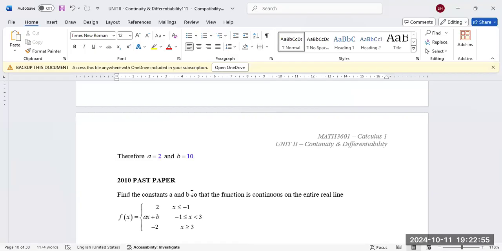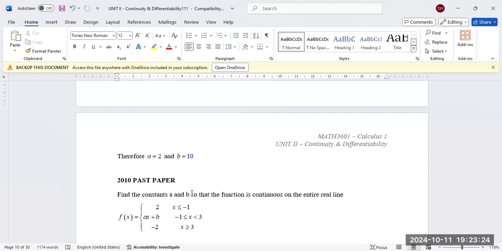I want you to look at this function. Again, this one is a piecewise. It has 3 functions as the one before, but the functions you can see are simpler. The question says find the constants a and b so that the function is continuous on the entire real line. Now, the entire real line is the same thing as saying between negative infinity and positive infinity. Can you appreciate that?